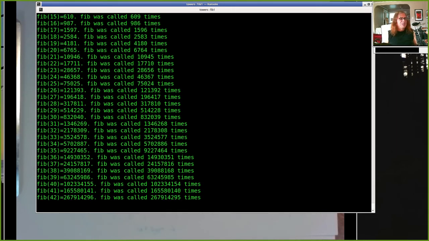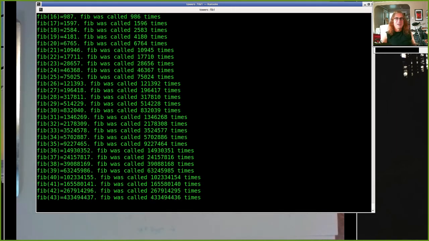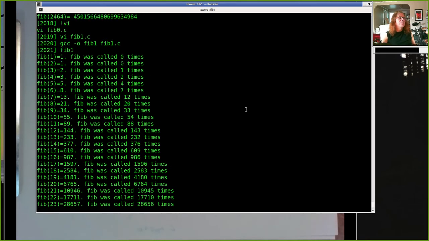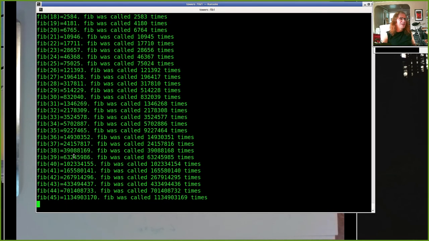And it's giving me correct answers, but it's taking a really long time. So let's look at the beginning. Our Fibonacci sequence is 1, 1, 2, 3, 5, 8, 13, 21, 34, and so on. But it's getting really slow. It just found fib 45. It's going to be a long time before it gets fib 46, and it will never get to fib 60.